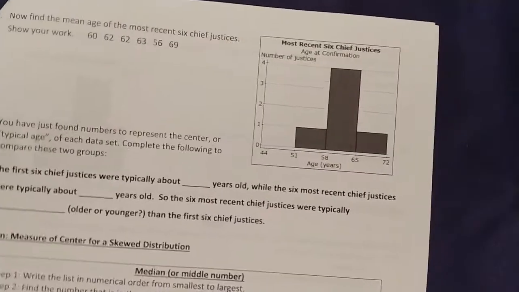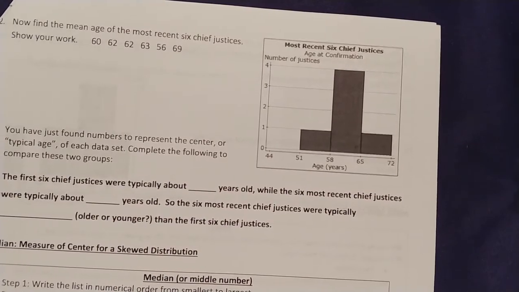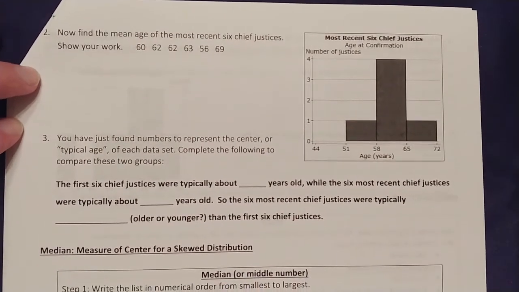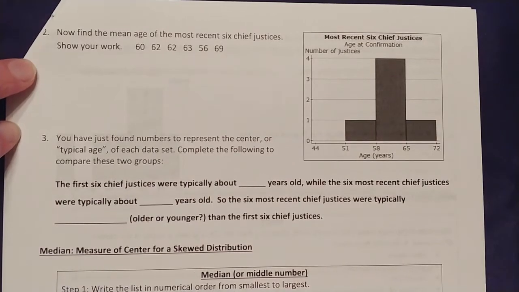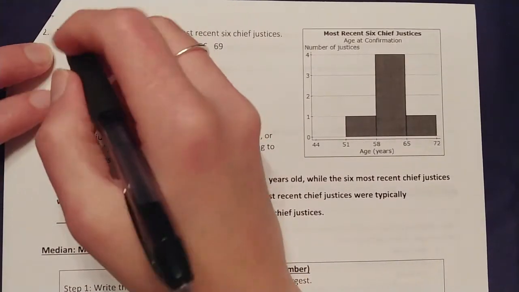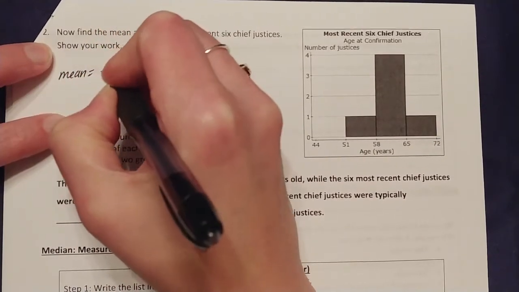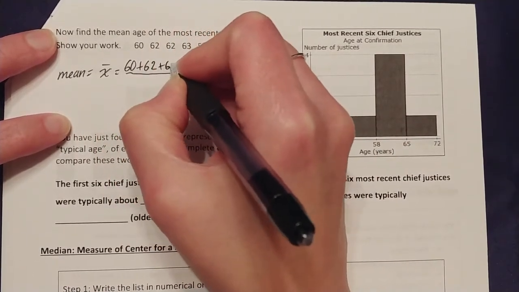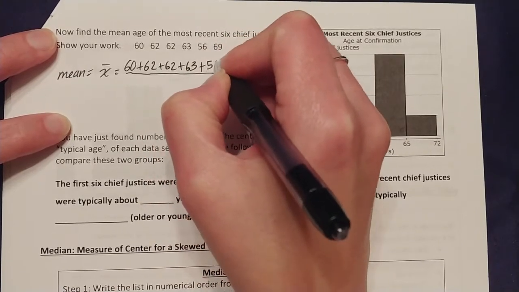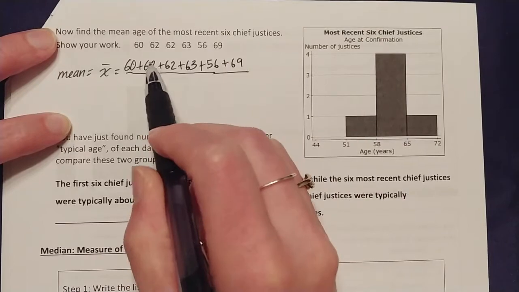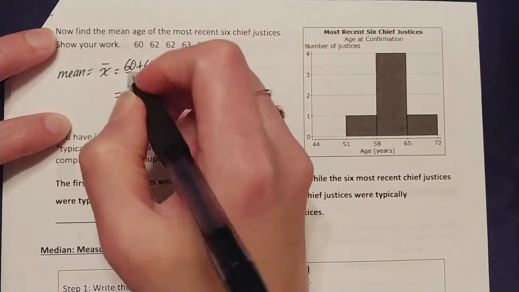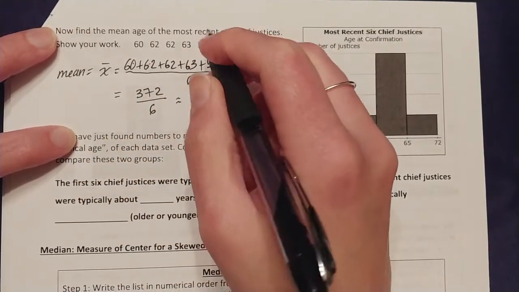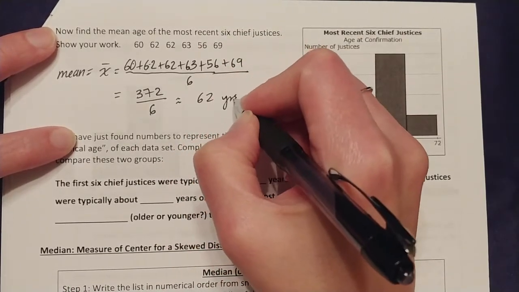All right. So now it says, now find the mean age of the most recent six chief justices. So those were the first six, and this is the most recent. Show your work. All right, so again, our mean, which is X bar, we'll add up all those together. So 60 plus 62 plus 62 plus 63 plus 56 plus 69. And then 1, 2, 3, 4, 5, 6. All right, add those together. You get 372 divided by 6, which is approximately 62 years old.